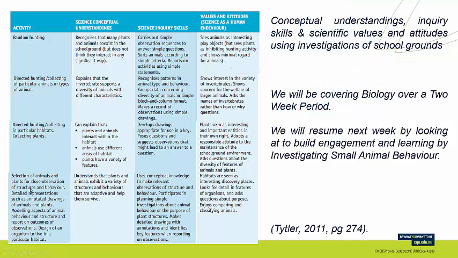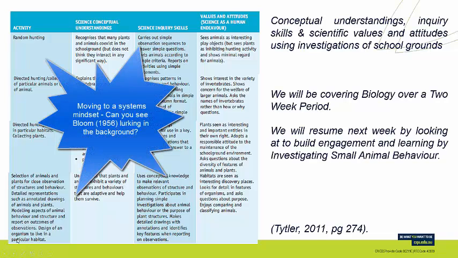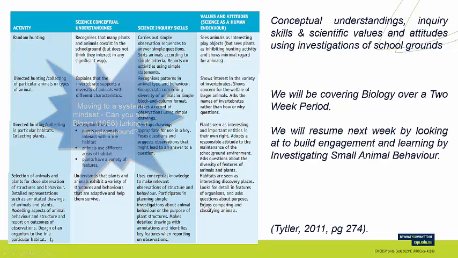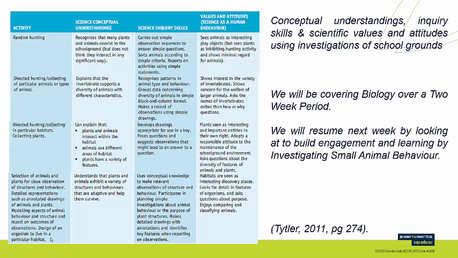We can look at selections of animals for closer observation, detailed representation, modelling, and design of an organism to live in a particular habitat. And here's where we can get a little bit science fiction if we want. We can design a creature that may live, for instance, on an alien planet. It may appeal to some kids, it may not. Understand that plants and animals exhibit a variety of structures and behaviours. Okay, use conceptual knowledge to make relevant observations. And finally, habitats are seen as interesting discovery places. Look for details and features of organisms, and it gets us to ask questions about the purpose of the animal and the ecosystem.